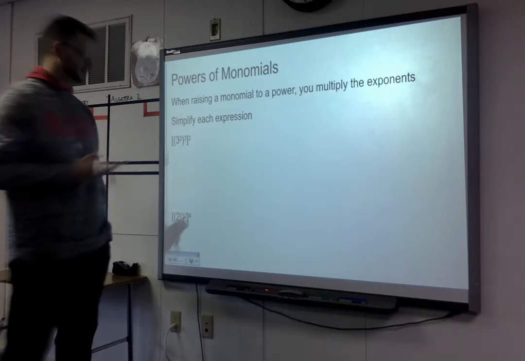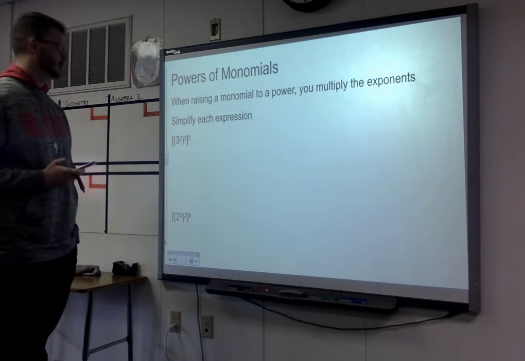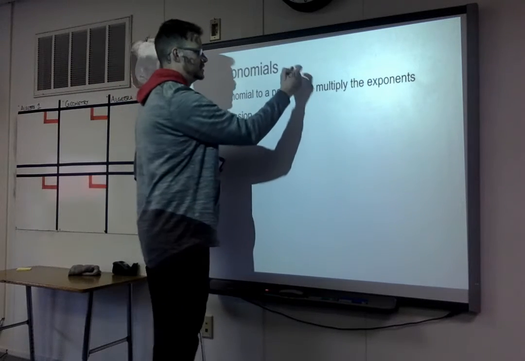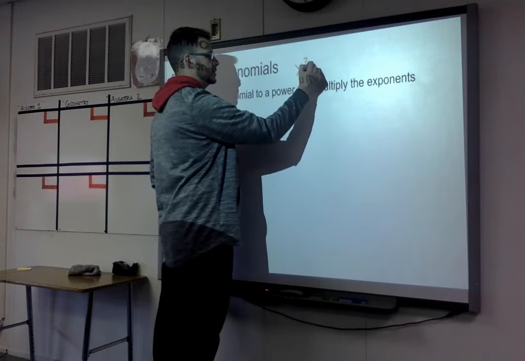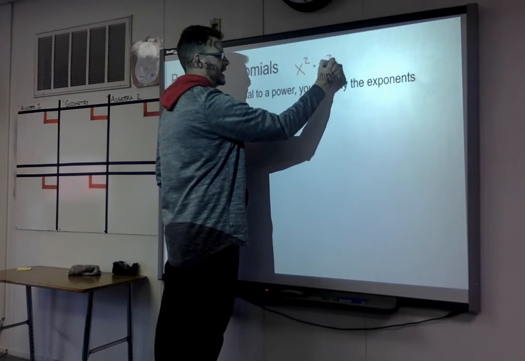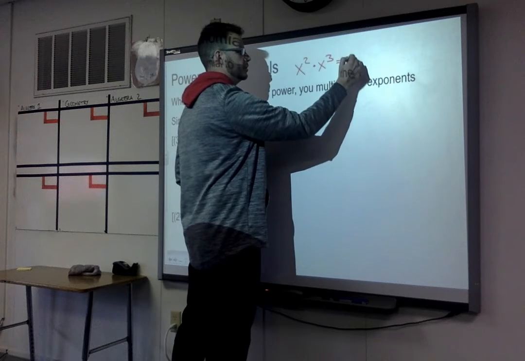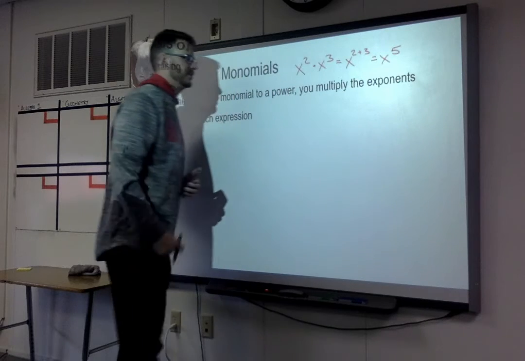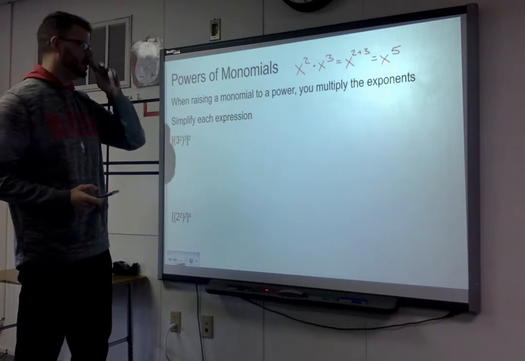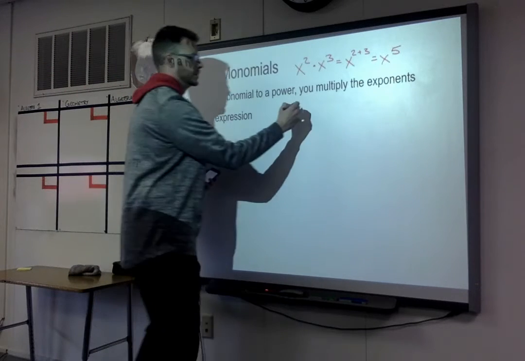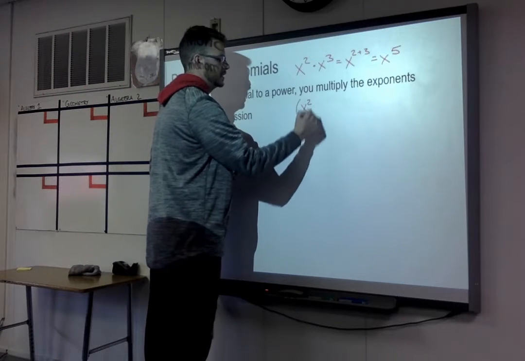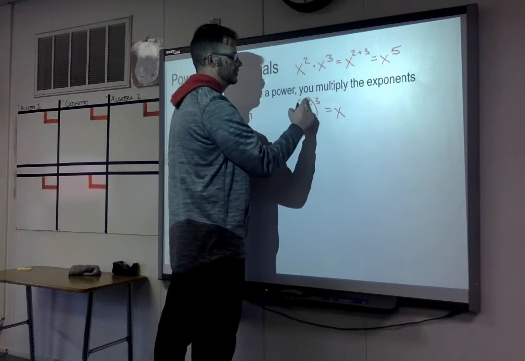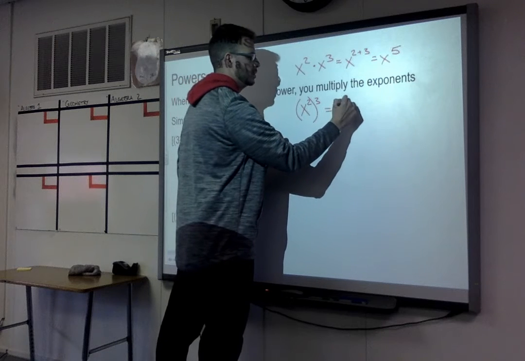Then moving on to powers of monomials. Here, when raising a monomial to a power, you multiply the exponents. On the last slide, we talked about multiplying powers. So x squared times x cubed, we would add them. It would become x to the 2 plus 3 equals x to the 5th. Here, we're talking about raising a monomial to a power. So in this case, if we had x squared and we raised it to the 3rd power, instead of adding our exponents, we would multiply them.